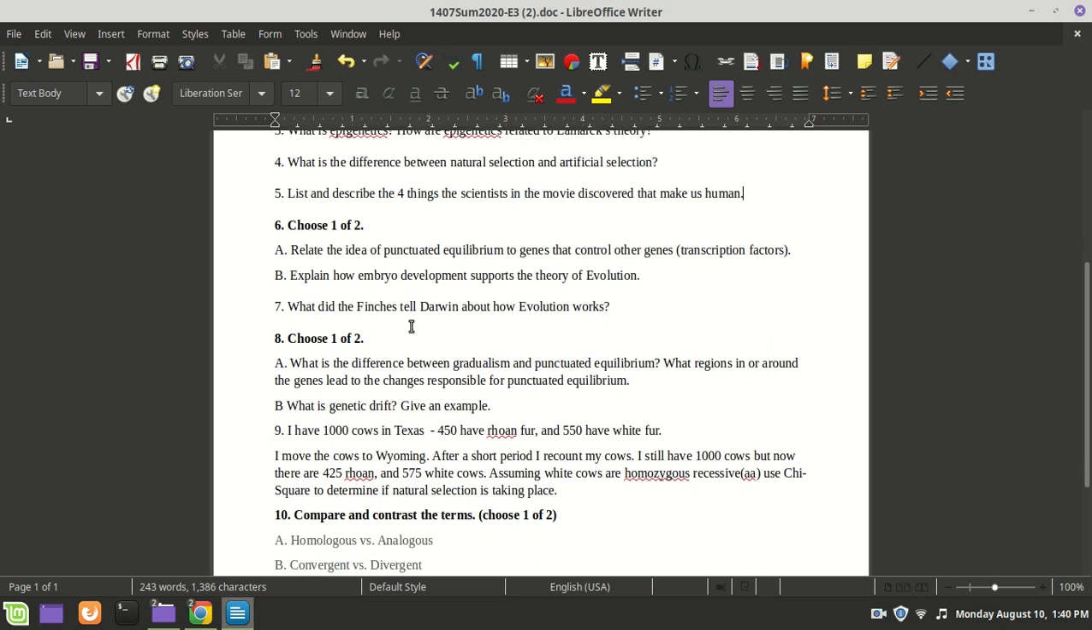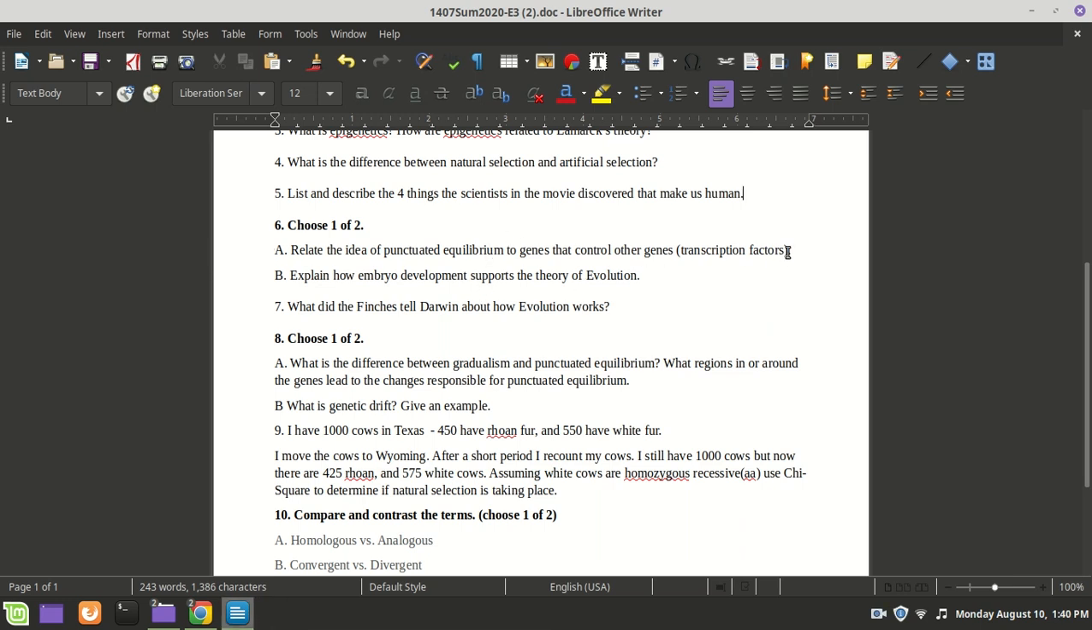All right, so you go on to the next one, number 6, and you have a choice. You can either tell me how punctuated equilibrium is related to transcription factors. That's in the movie. That's essentially much of what the movie was talking about. Or you can explain how embryo development supports the theory of evolution. Both of these can be found in the movie.